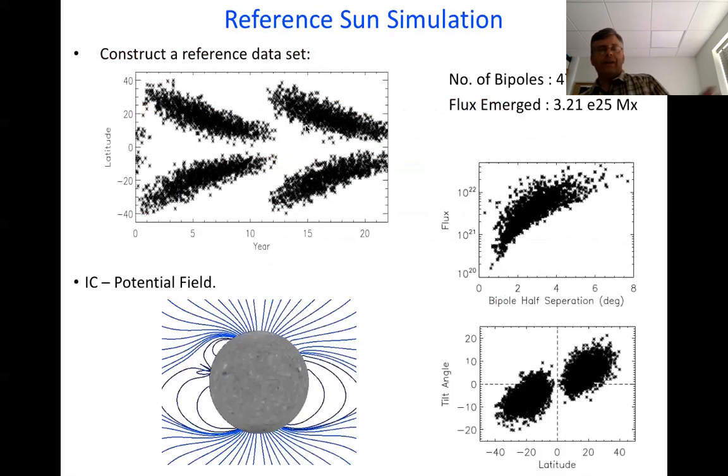So the key thing we need to do first of all is produce a reference sun model. Now, of course, there are no bipole data sets for the sun that cover instantaneously the full 360 degrees of the sun's surface.